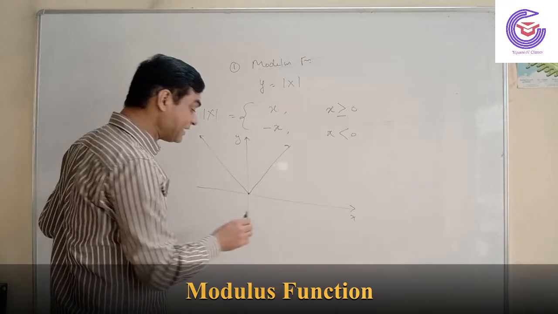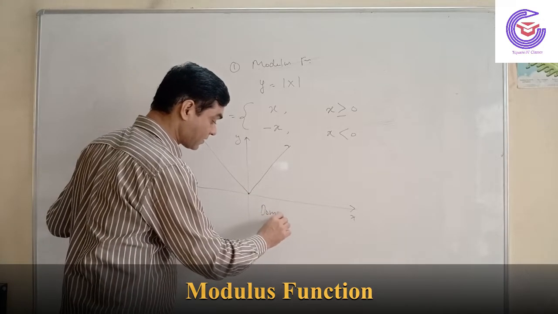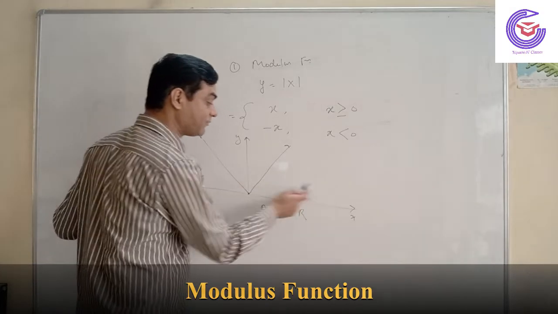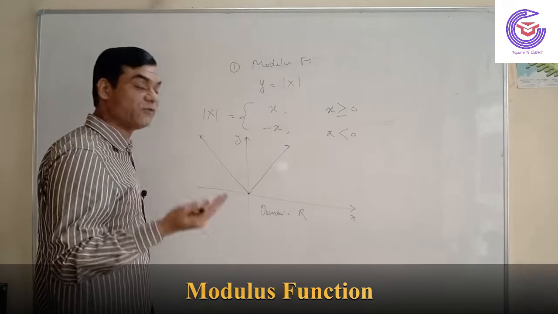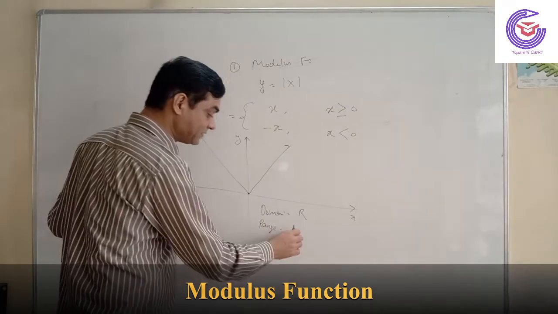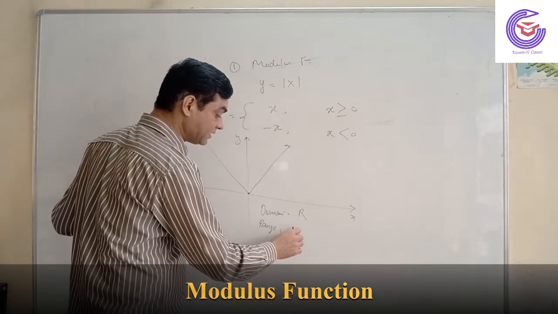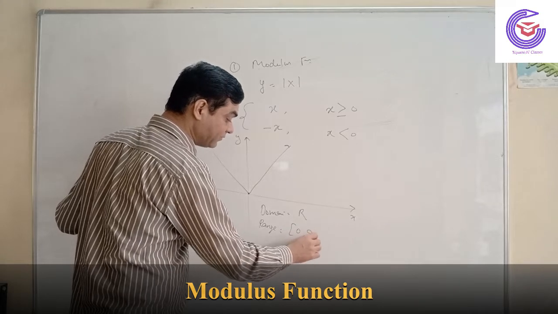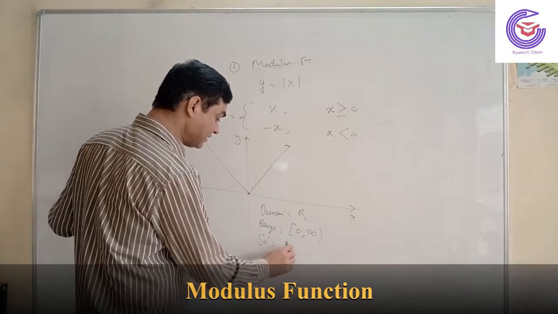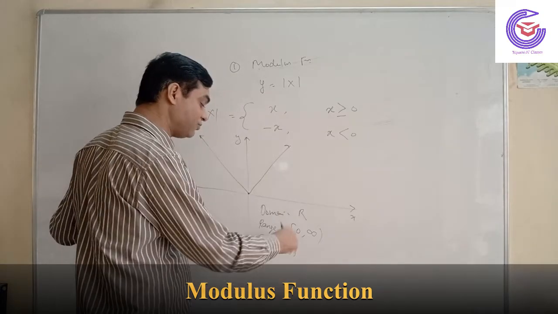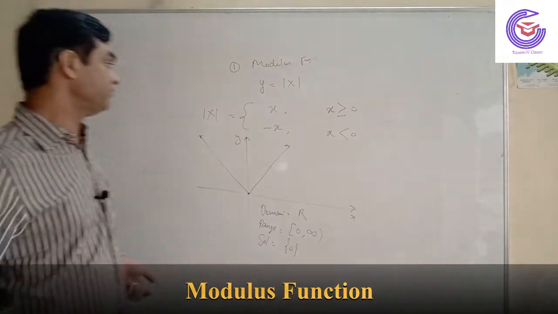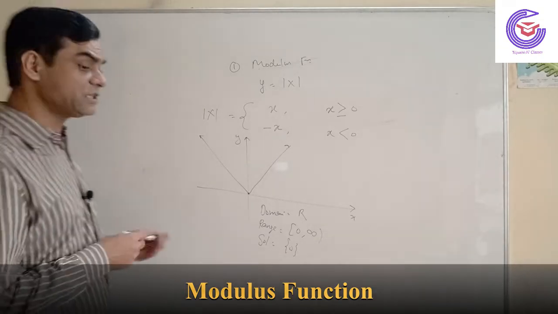What is the domain of this? You can see very clearly that the domain is R. For all values of x, there is some y. And the range is 0 included to infinity. What is the solution set in this case? It's just 0, because for x is equal to 0, the value of y becomes 0. So this is your mod x.